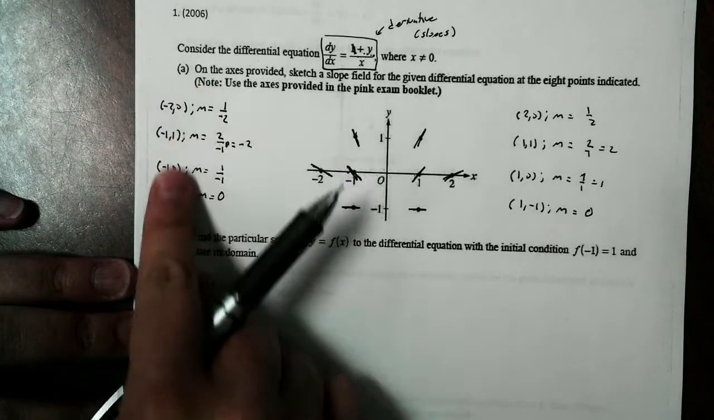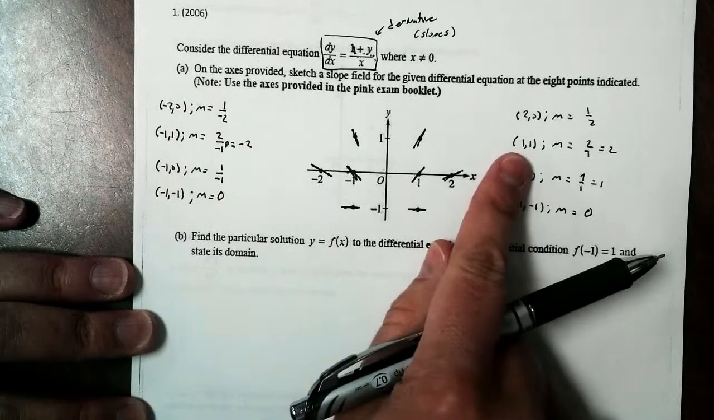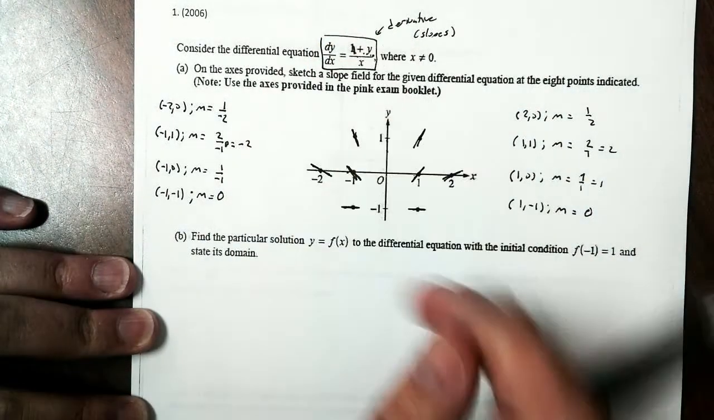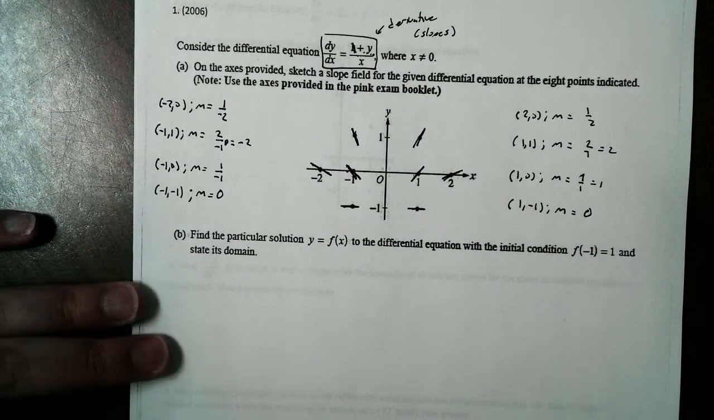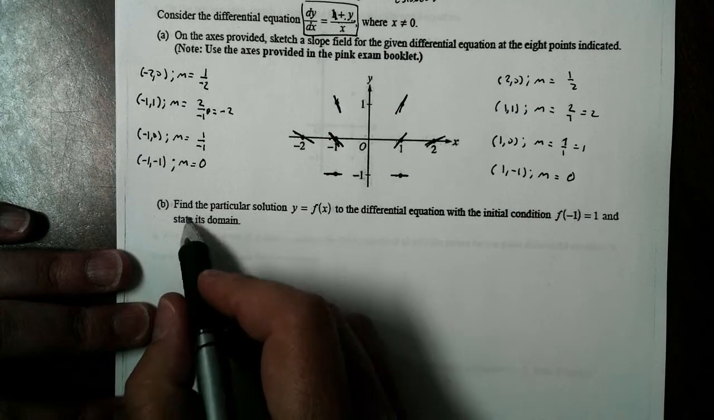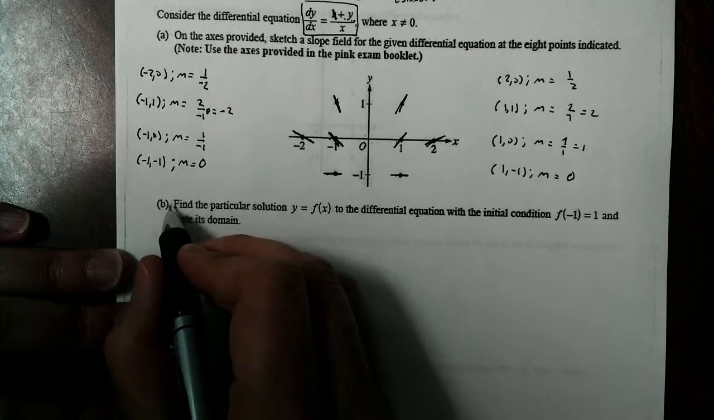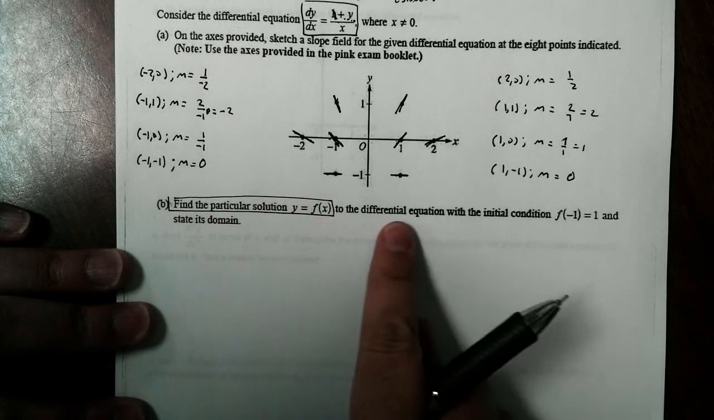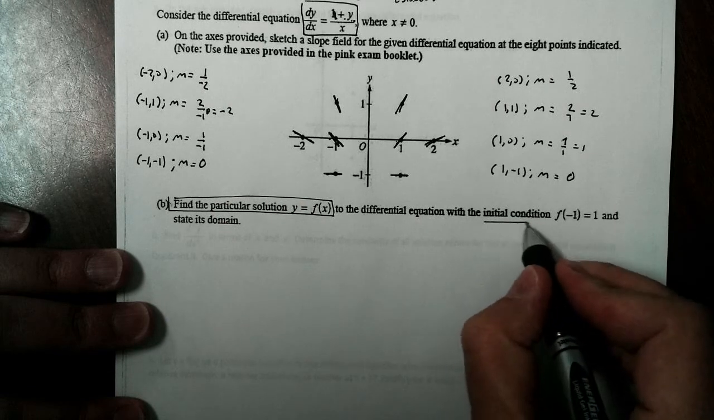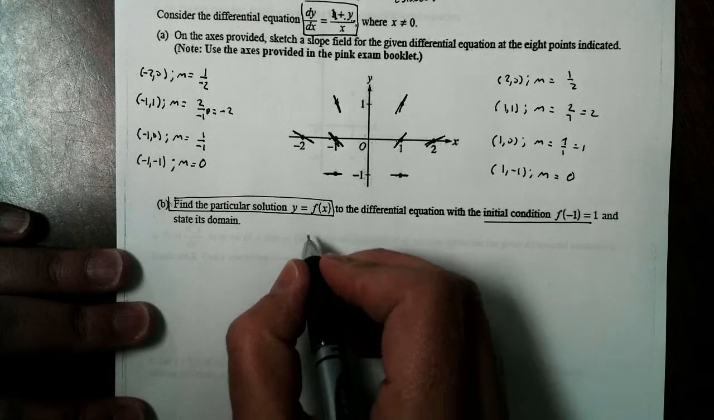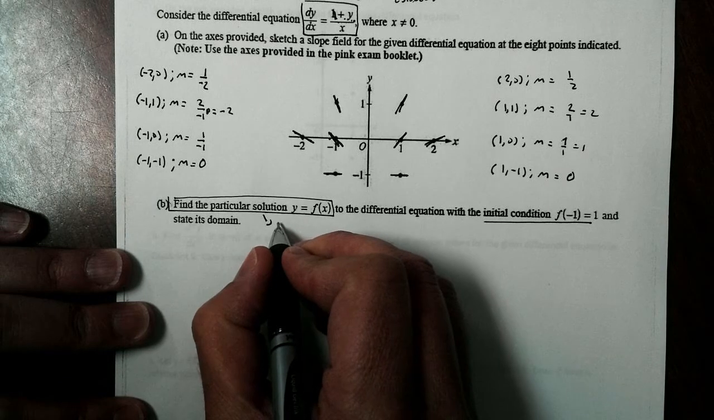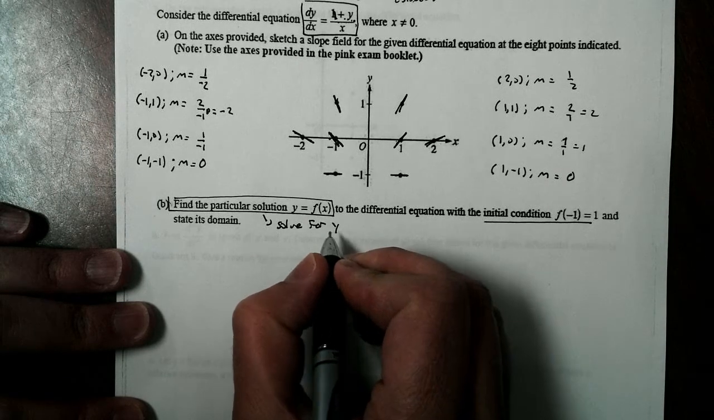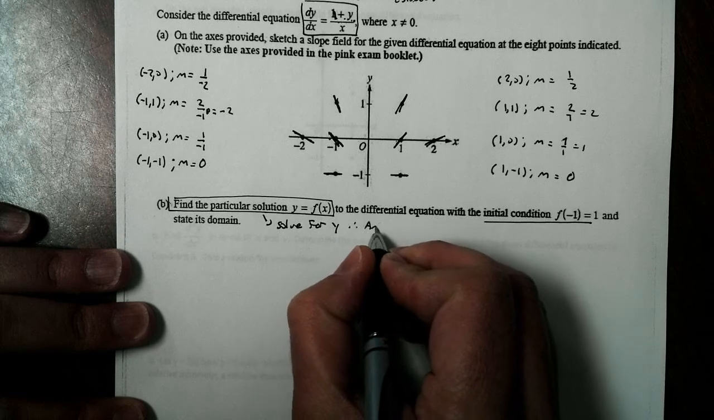Now, you don't have to list out the points. You can do that work in your head. I like to list it out just to make sure I'm getting the right values there. All right. For part B, it says find the particular solution y equals f of x to the differential equation given our initial condition. So what are they saying to solve for the particular solution? They want us to solve for y. So this is going to be our antiderivatives right here.